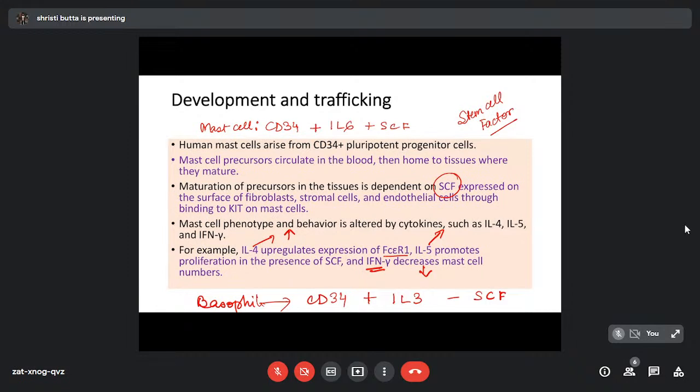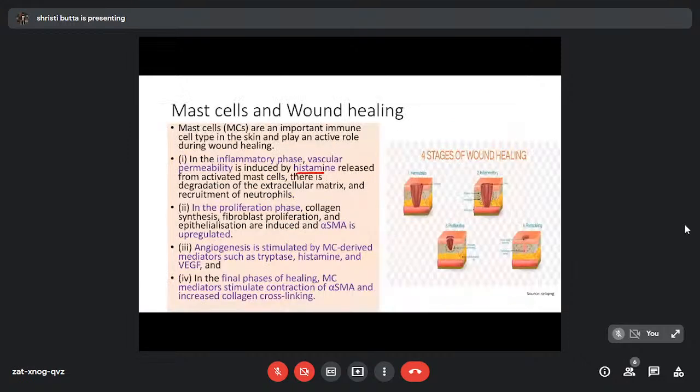Now, mast cells and wound healing. Mast cells are important immune cell type in skin and play an active role even in wound healing. So when there is an injury, neutrophils come to the site within 24 hours. That's the inflammatory state. Okay, but what happens is that there is vascular permeability which increases with the help of the protein present in mast cells called histamine. This histamine is released by the activated mast cells.